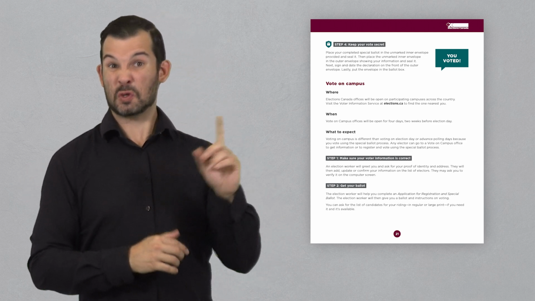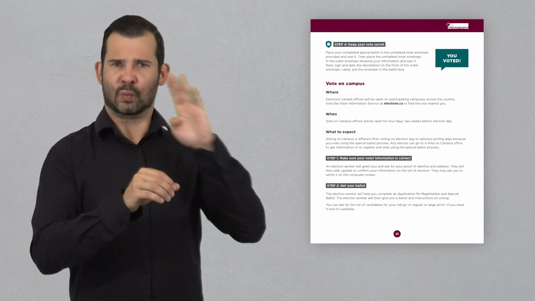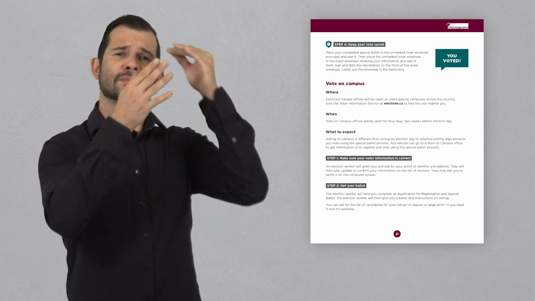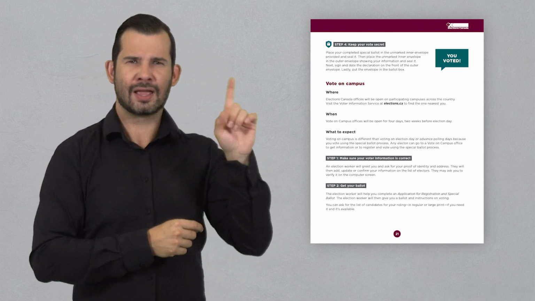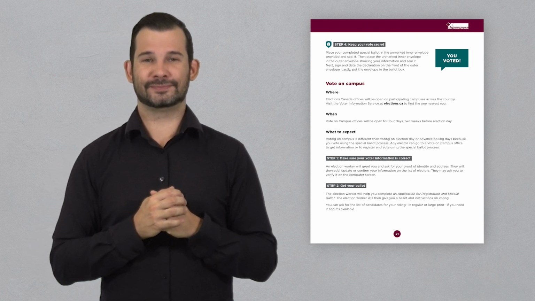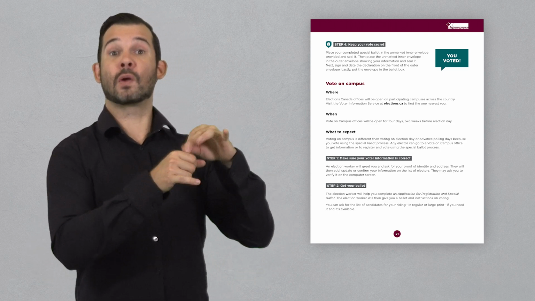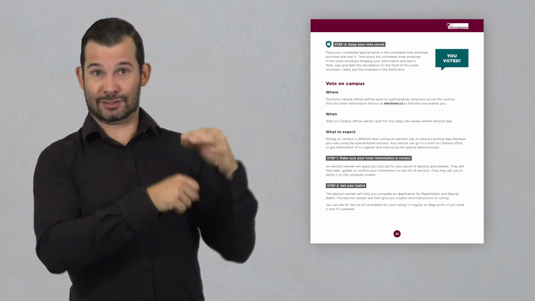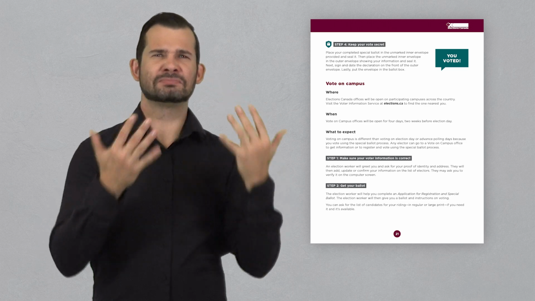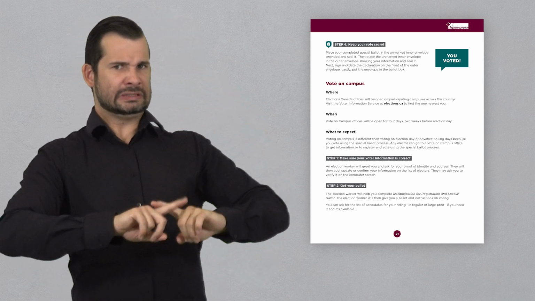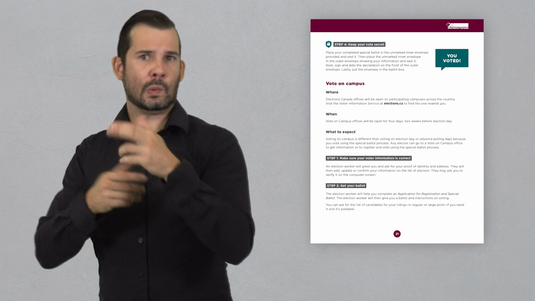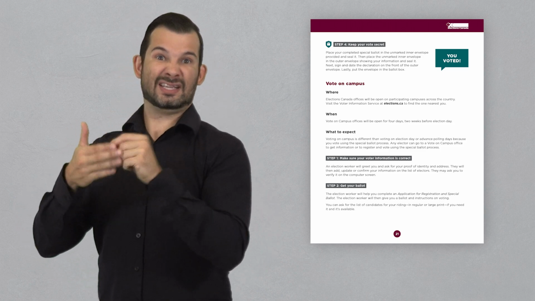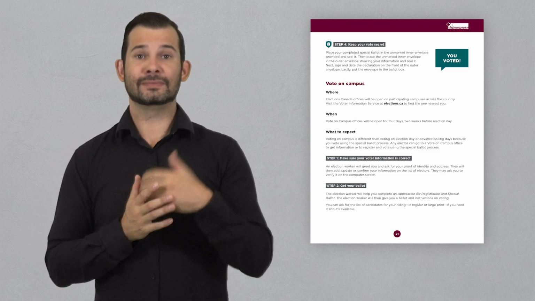Vote on campus. Where? Elections Canada offices will be open on participating campuses across the country. Visit the Voter Information Service at elections.ca to find the one nearest you. When? Vote on campus offices will be open for 4 days, 2 weeks before Election Day. What to expect? Voting on campus is different than voting on Election Day or advance polling days because you vote using the special ballot process.